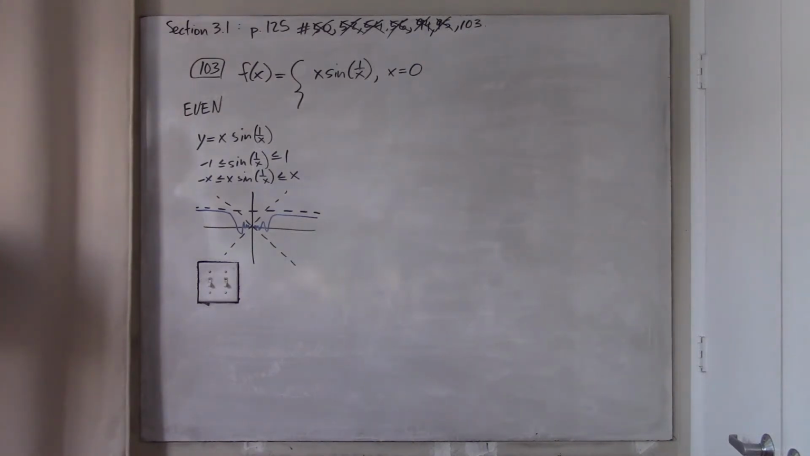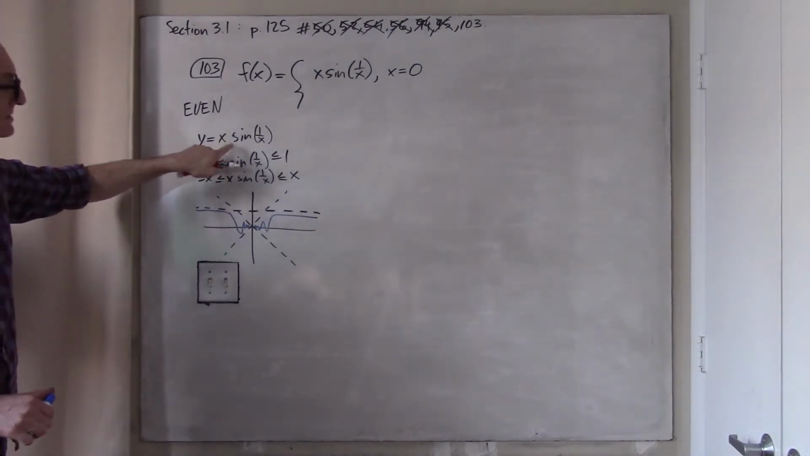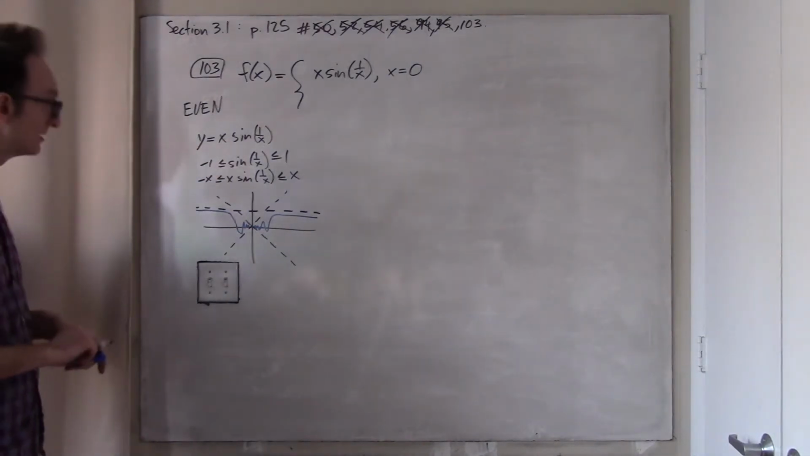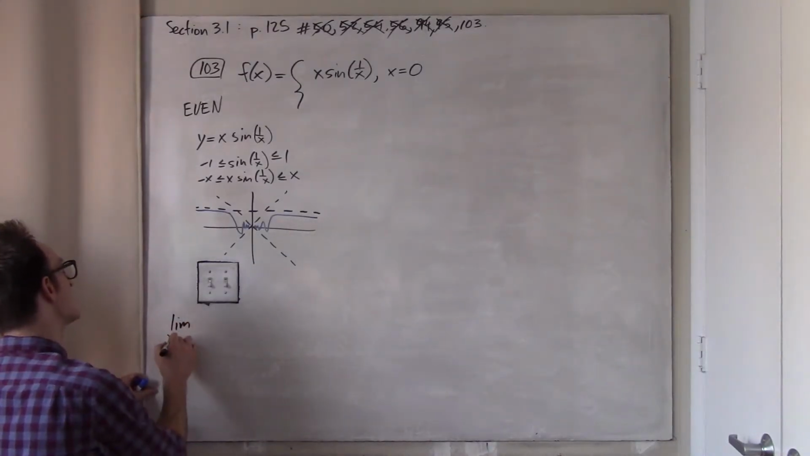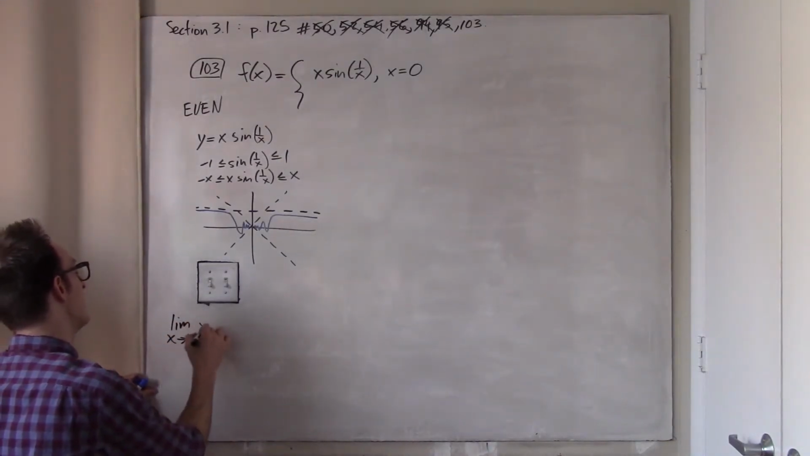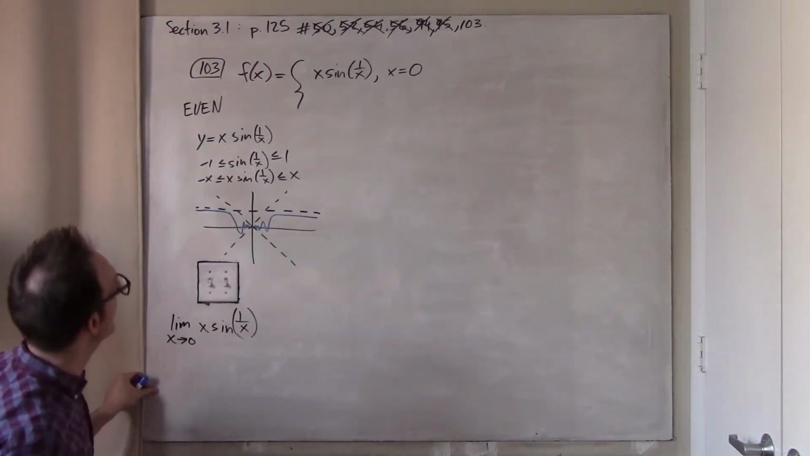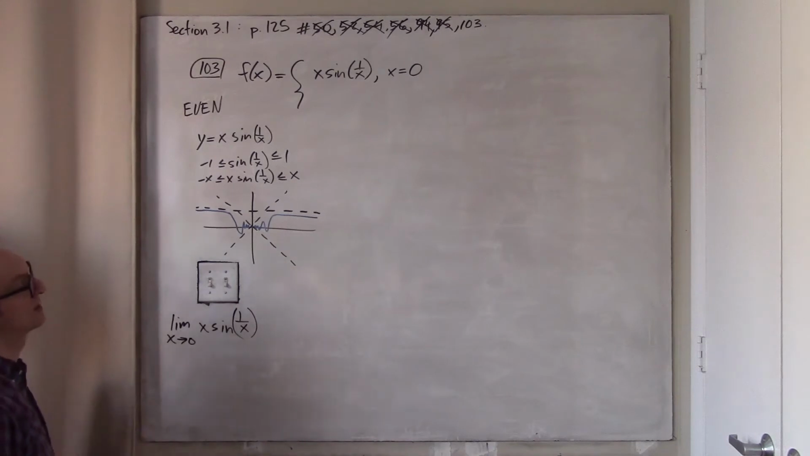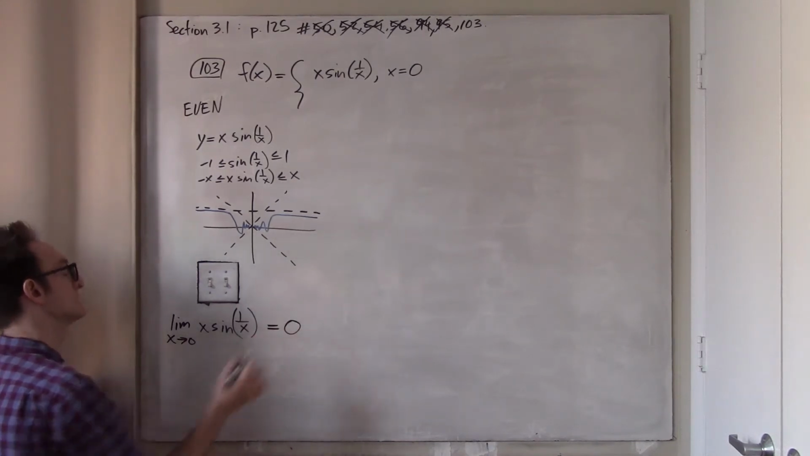And yet, of course, this function is undefined at 0. But, in fact, what is the limit as x goes to 0 of x sine 1 over x? Well, here we have a now classic opportunity to use the squeeze theorem. And the answer is that this limit is 0.